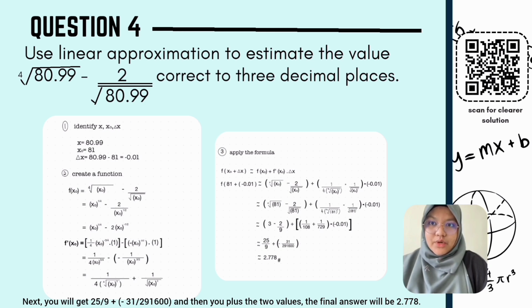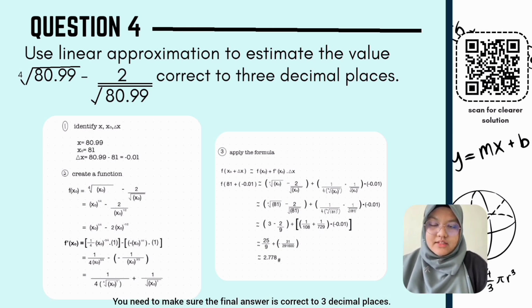Next, you will get 25 over 9 plus negative 31 over 261,600. And then you add the two values, the final answer will be 2.778. You need to make sure the final answer is correct to 3 decimal places.